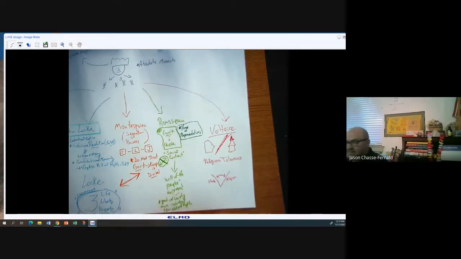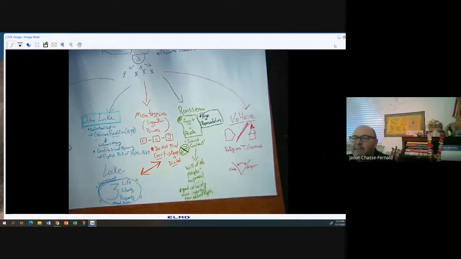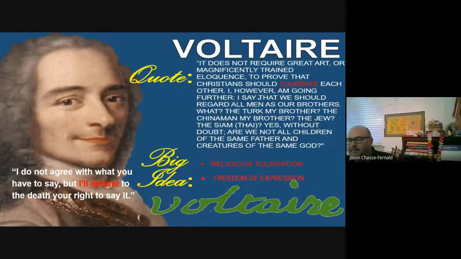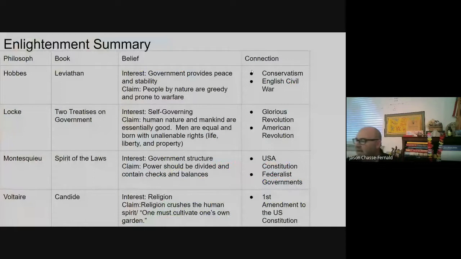so these are the basics of the people that we look at. I do have a little organizing chart here for you that gives you the philosophers, their most well-known books, their interests and their claims, and then what their connections are, right? Sometimes these are contextual connections, like with Hobbes and the English Civil War. Sometimes they're contextual plus how they get applied. So like Locke, contextually, he is the Glorious Revolution. Of course, he's going to directly influence the American Revolution, right?